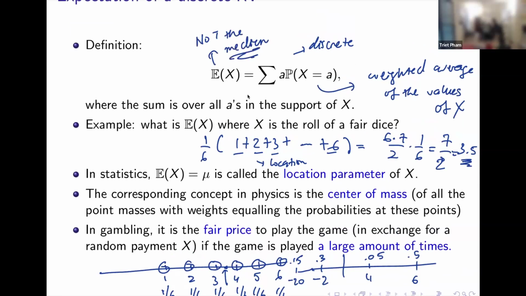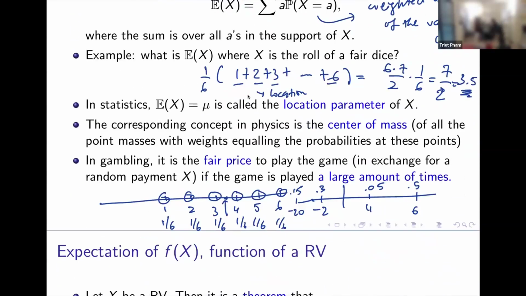This is a common confusion. The median is a point where 50% of the mass is to the left and 50% of the mass is to the right. For the dice example here, the expectation, the mean, is also the median because it's uniform. In a non-uniform example like this, the mean and the median are not the same. So the place along the rod that would perfectly balance torque-wise or rotation-wise is not the same as 50% mass to the left, 50% mass to the right. Any question about this?